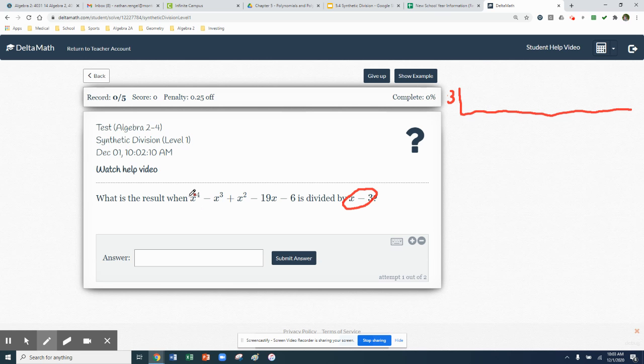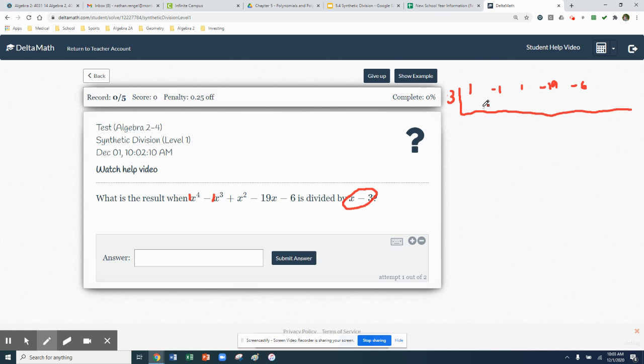Next, I'm going to take the coefficients. And remember, anytime you just have a plain x squared, x cubed, that's going to be a 1 in front of there. So we're going to take a 1, then a -1, and then a 1, and then a -19, and then a -6. So there's going to be our polynomial without any of the variables, and now we can start our synthetic division.